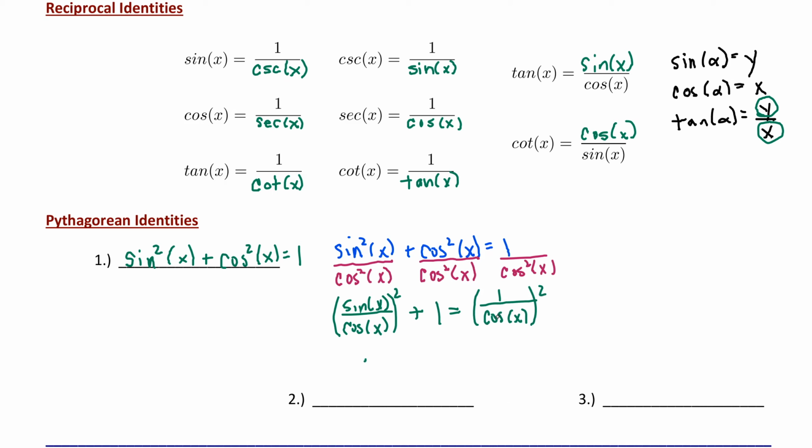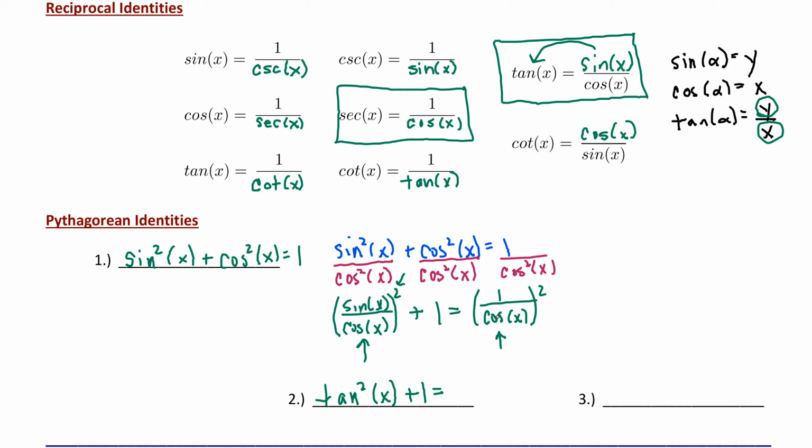In doing so, we recognize that inside parentheses here, we have sine of x over cosine of x, which we could replace with its equivalent tangent of x. And because the entire expression is squared, we could rewrite that as tangent squared of x. We can drop down the plus 1, and on the right side, we observe that we have 1 over cosine of x. 1 over cosine of x can be replaced with its equivalent secant of x, and then we can square the result. So our second Pythagorean identity is then tangent squared of x plus 1 equals secant squared.